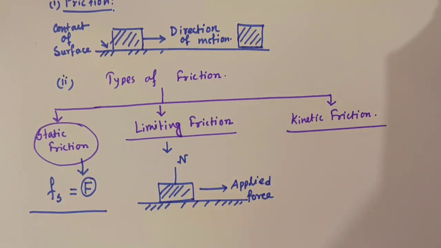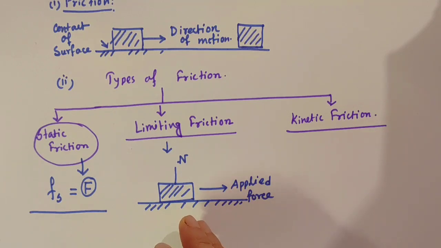I repeat, if the applied force is increased, the force of static friction also increases. This Fs is proportional to F. So if F is increased, then Fs also increases. If the applied force exceeds a certain or maximum value, the body starts moving. The maximum force of static friction up to which the body does not move is called limiting friction. So up to the maximum value, the body does not move, and this particular maximum value is known as limiting friction.